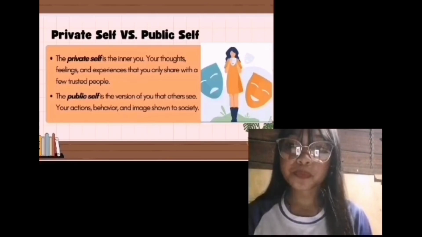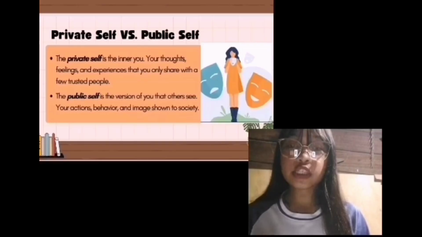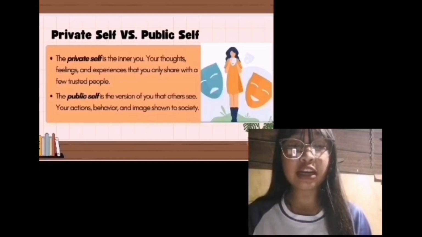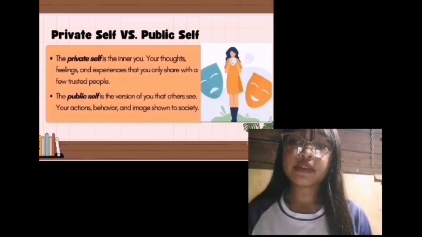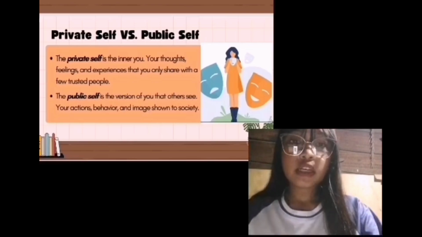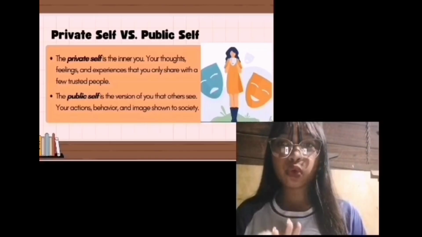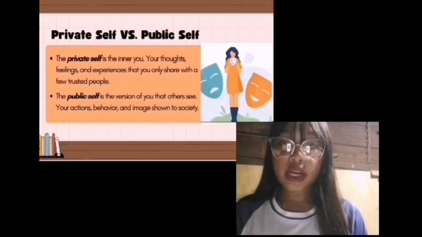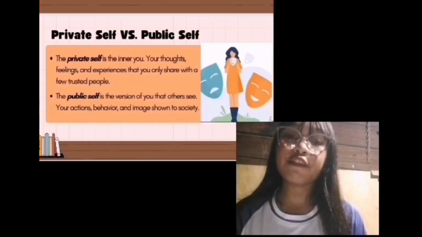Let me give you an example of the public self. For example, there is a student named Anna. In school, Anna always looked cheerful, confident, and talkative. That is her public self. However, whenever she goes home, she sometimes feels insecure or tired, but she doesn't show that side to others. That's her private self. So, in short, your public self is the face you show to the world, while your private self is the real person you are when no one is watching. Both are parts of who you are, and it's normal for them to be different sometimes.